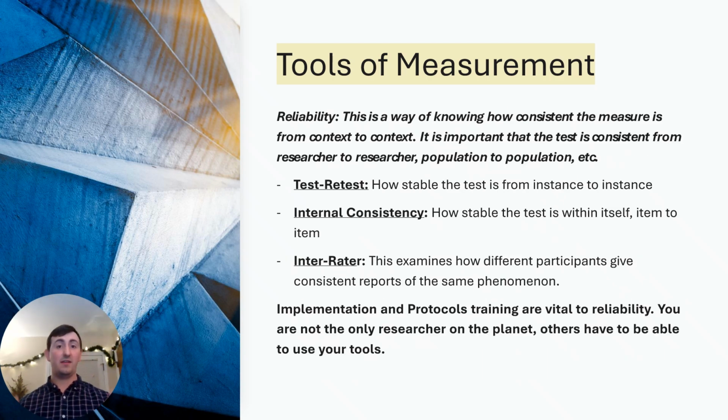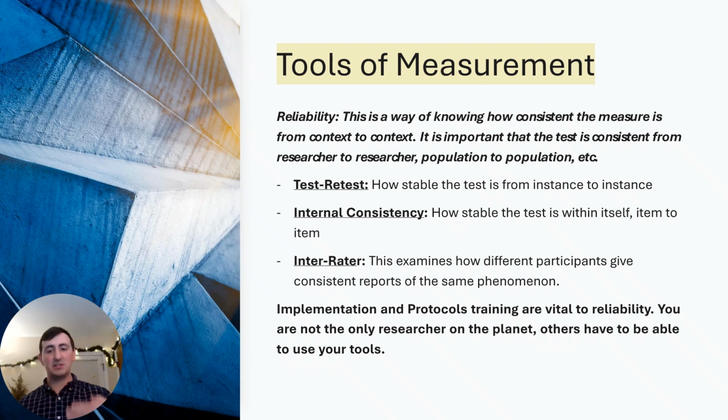So now that we've looked at validity, something that goes hand in hand with validity is reliability. Validity asks the question, am I measuring what I want to measure? Reliability is, how am I doing that? Am I doing that well? So reliability is a way of knowing how consistent the measure is from context to context, person to person, time to time. It's really important that the test is consistent from researcher to researcher, population to population.